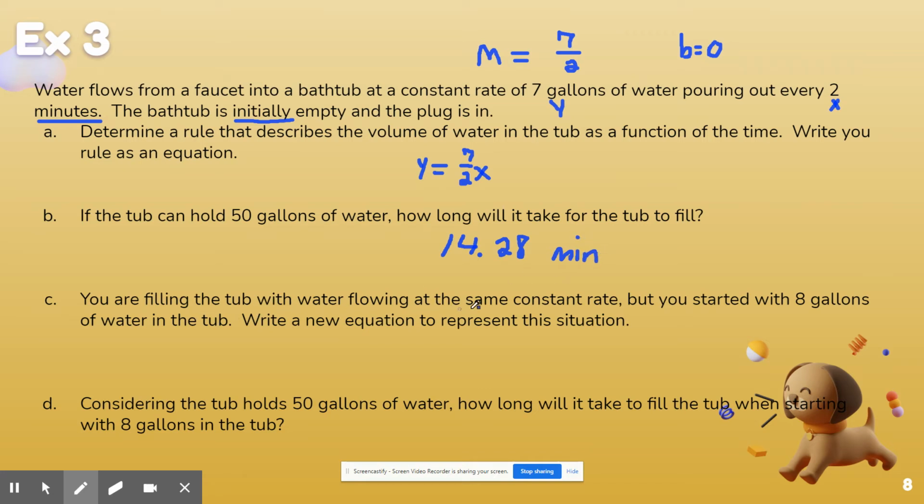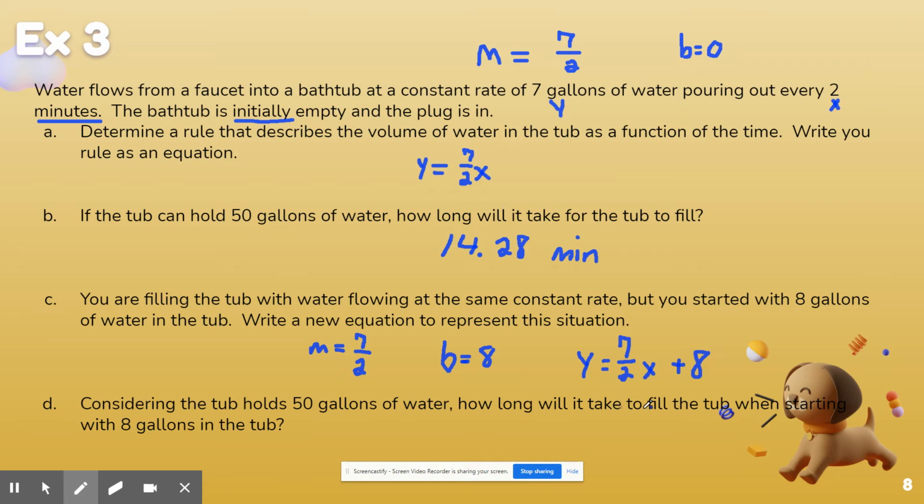You're filling the tub with water now at the same constant rate. So we know that the slope again is 7/2. But you start with 8 gallons. So the b this time is 8. So its equation would be y equals 7.5x plus 8.